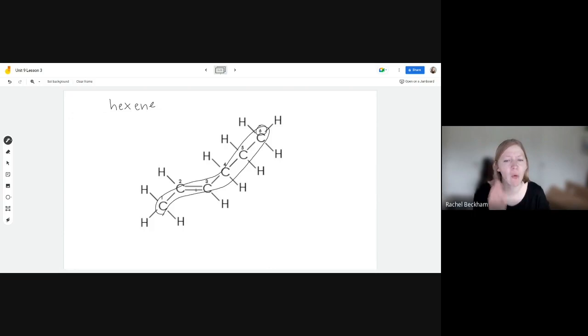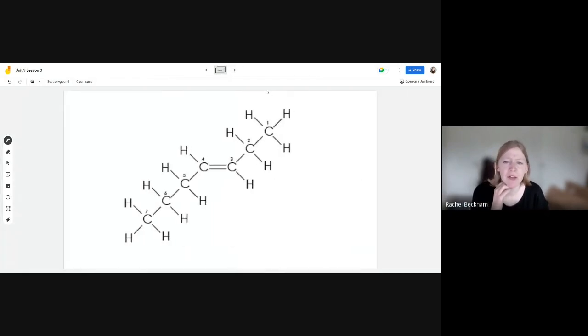And then we need to show where the double bond is. And it's coming off of carbon 2. So its name is going to be 2-hexene because that's where it's coming off. You don't need to say 2-3. You know that it's going to continue on to carbon 3 right there. So you just show where that double bond is. All right, let's name this one.